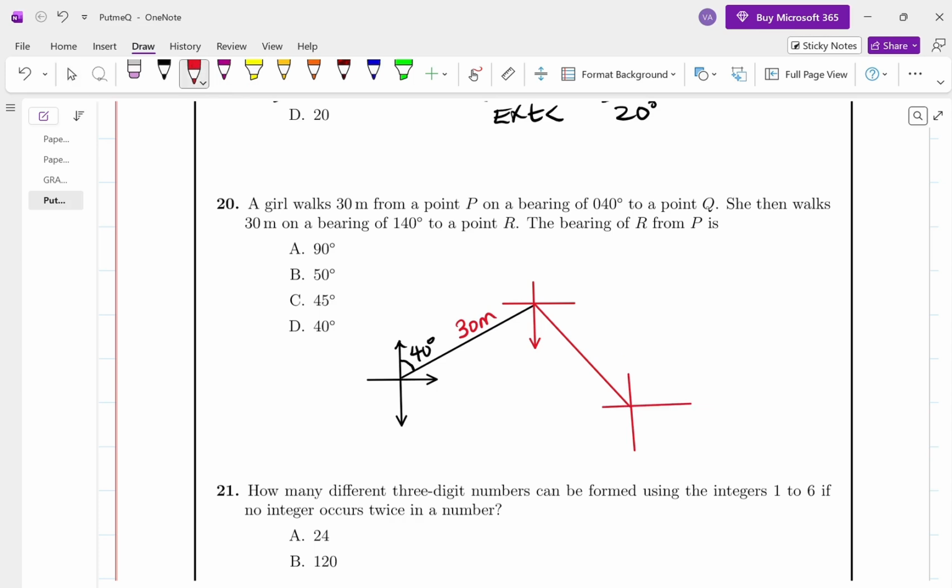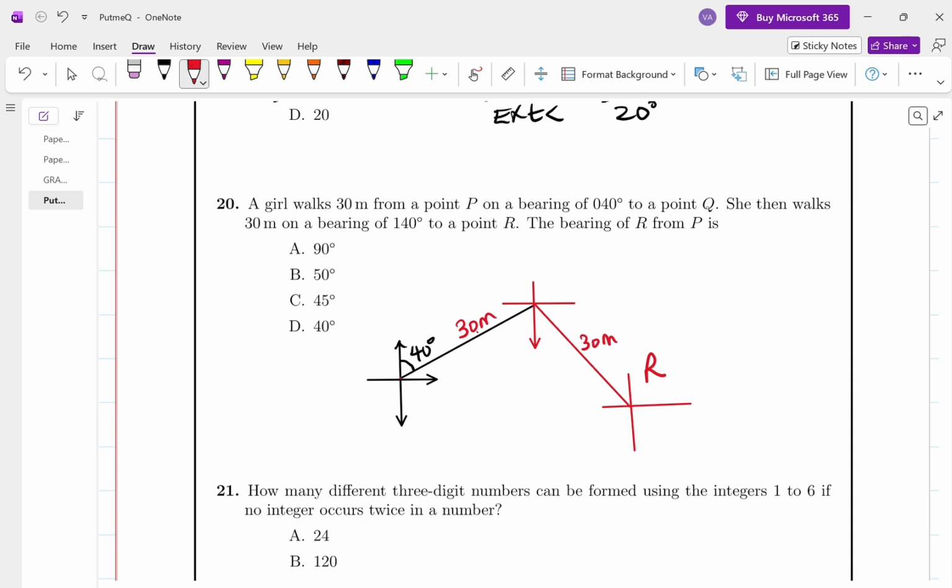Okay. So these are points R, and this is still 30 meters. It says the bearing of R from P is what? So that means there's going to be a straight line connecting these two together. Now here's my problem. As you can see, my diagram looks very, very inconsistent. But let's see. So this is 30, this is 30.